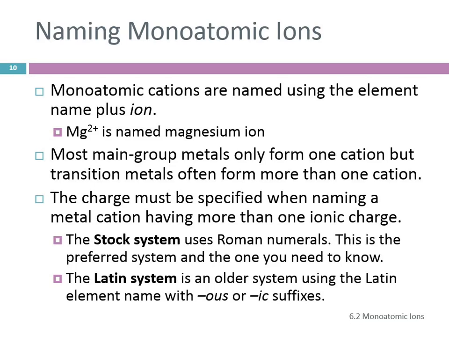Well, most of the main group elements only form one cation. So those are the ones we learned about. Group 1A, Group 2A, Group 3A. They only form one kind of ion, and so we just name them with the element name plus the word ion. But the transition elements aren't so good at following patterns, and a lot of them can form more than one ion. And so we have to specify which one we're talking about in the name.